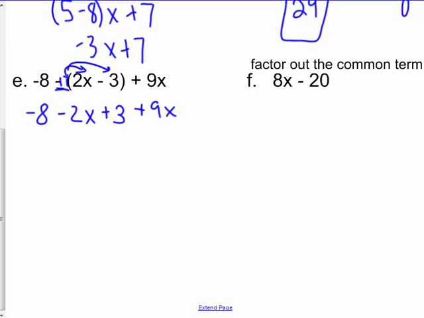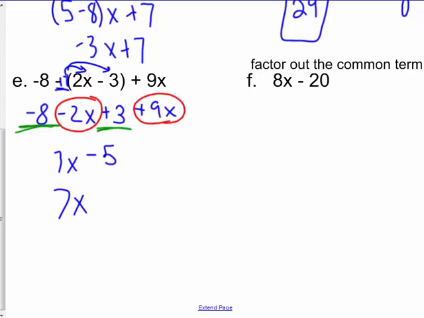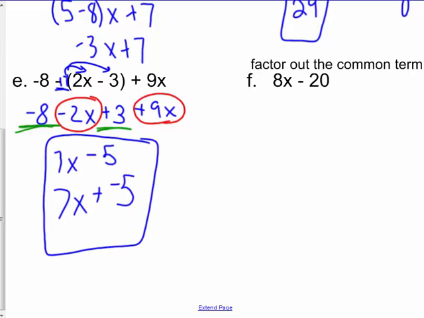I'm going to look, what can I add together? What are my like terms? The positive 9x and the negative 2x, that just gives me 7x. The 3 and the negative 8, I'm going to put those together as well. So I do get 7x here. Negative 8 and a positive 3, that's going to be a negative 5. So I just have that. I could write it either way, minus 5 or plus negative 5 here.